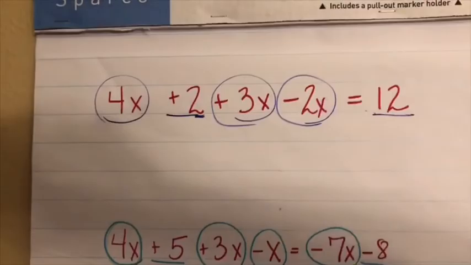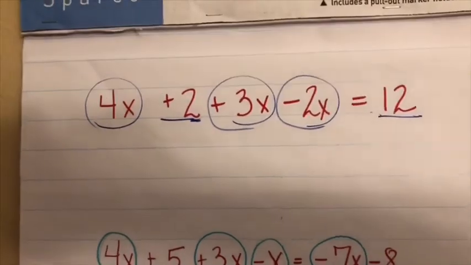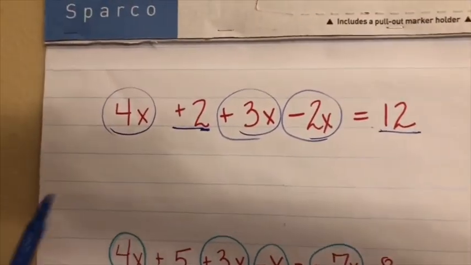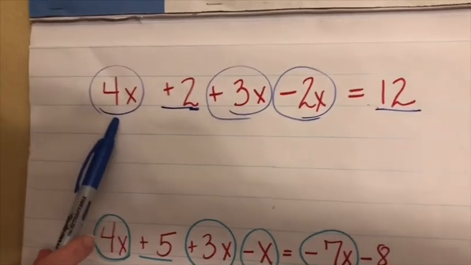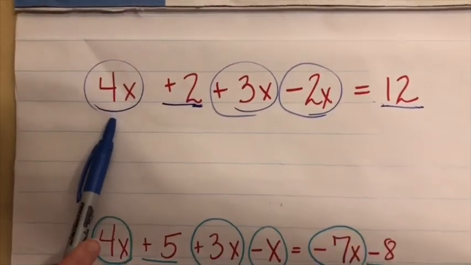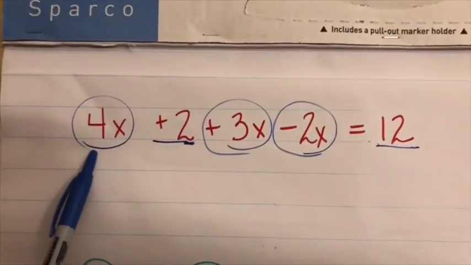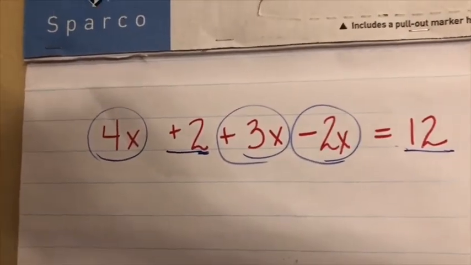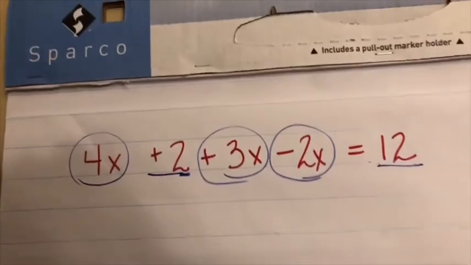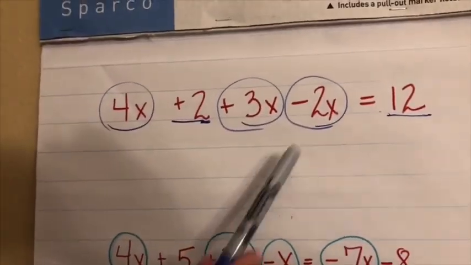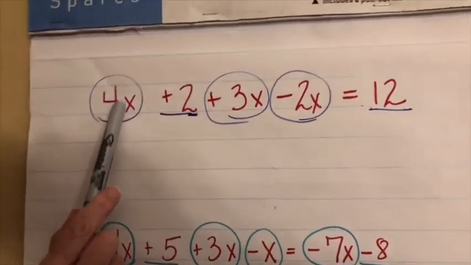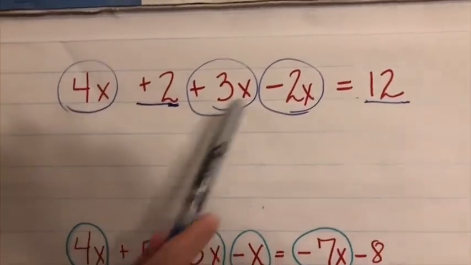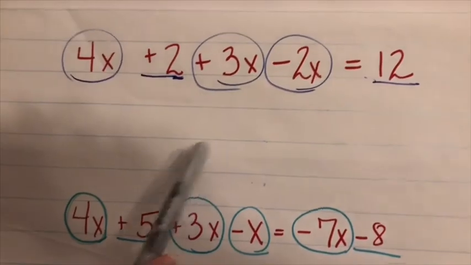Lesson 96, and so the only difference really between this lesson and lesson 95 that we just went over is that this is basically a combination of lessons 94 and 95. So in lesson 94, we combined like terms. In lesson 95, we simplified so that we could figure out what x was. In lesson 96, we're going to do both of those things.